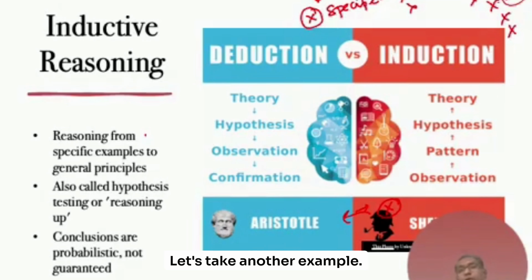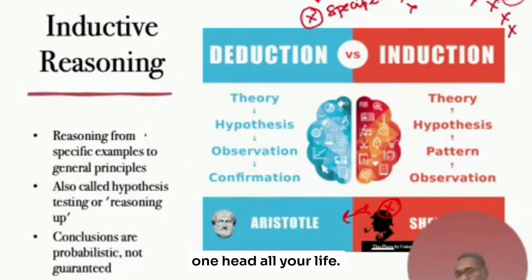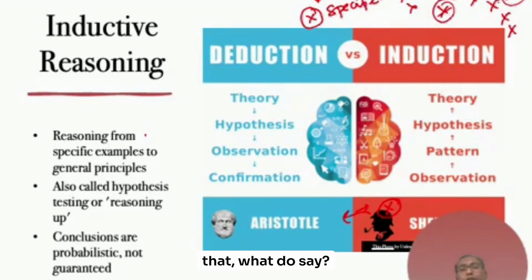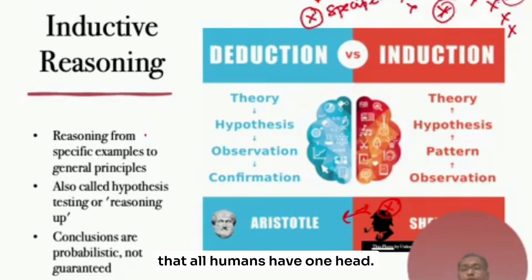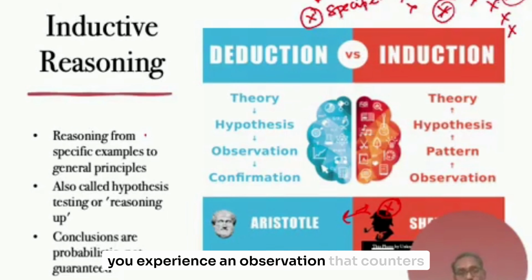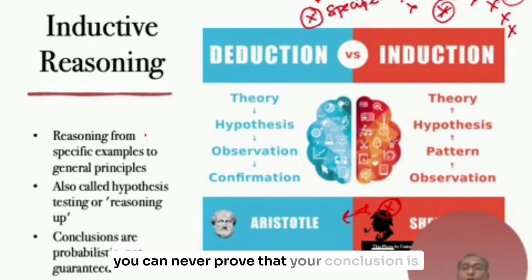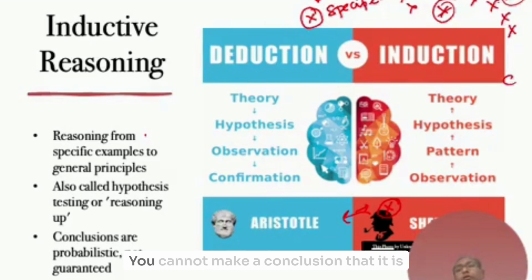Let's take another example. Let's say you have experienced people having one head all your life. Now you go to an island, and you make a general conclusion that all humans have one head, which might be true, but it is only true until you experience an observation that counters it. So in inductive logic, you can never prove that your conclusion is correct just because it has happened multiple times in the past. You cannot conclude that it is necessarily true.